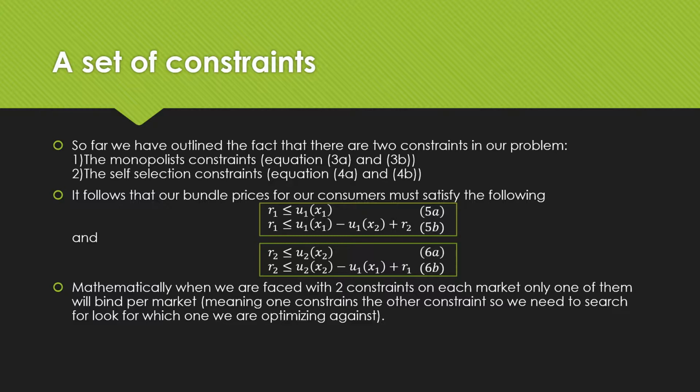This is a little hard to deal with because mathematically, when we're faced with two constraints on each market, only one of these constraints will bind per market, meaning that for each R1 and R2, our determining factor for what that R1 will be is only one of these equations. For R1, it will either be 5A or 5B. For R2, it will either be 6A or 6B.